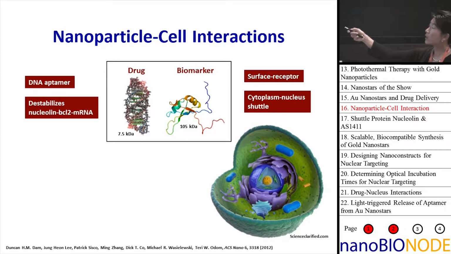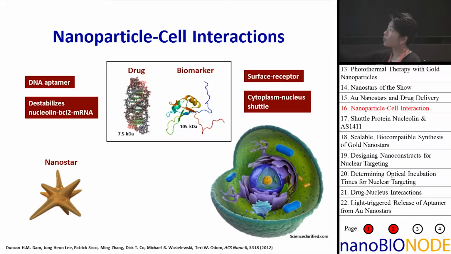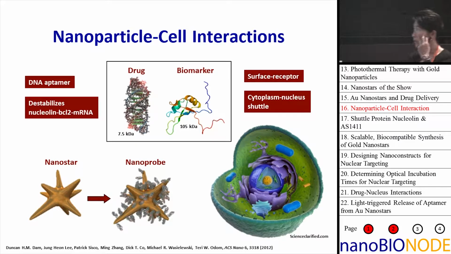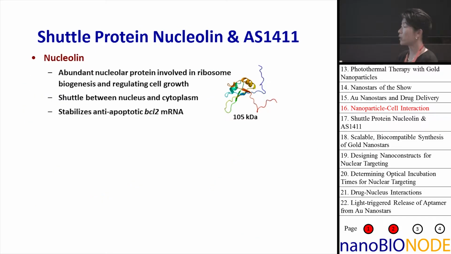And how it works is that if it binds to this biomarker, then it can start to induce this apoptosis process. So this is BCL2 mRNA, an anti-apoptotic gene, but as soon as you bind the DNA aptamer to this nucleolin, it allows the apoptosis process to occur. So what we'd like to do is take this and surround it with all of these drug agents.